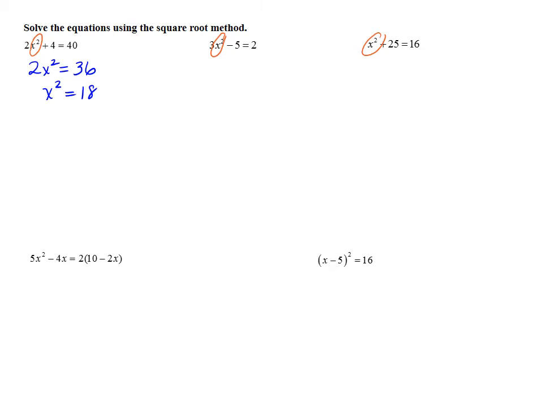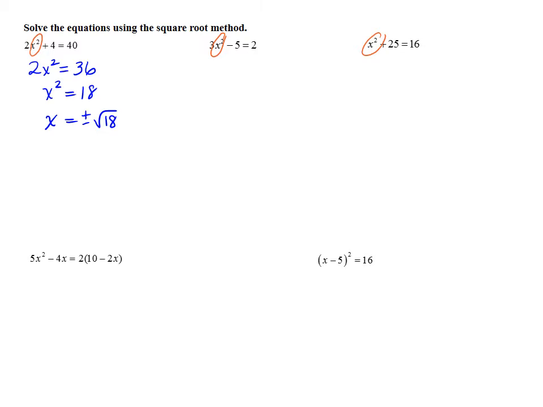Now we can use the square root property. So we can get x by itself by square rooting the number on the other side. We get two answers, one positive, one negative. Now, the square root of 18 doesn't come out as a whole number, but it will simplify. So I want to remind you of how to simplify square roots.